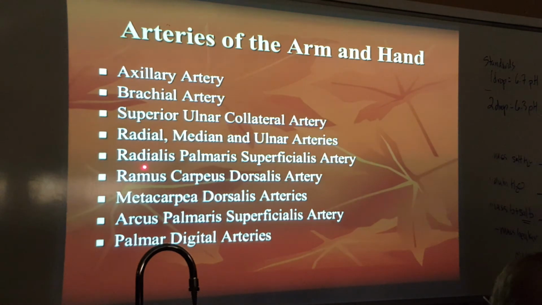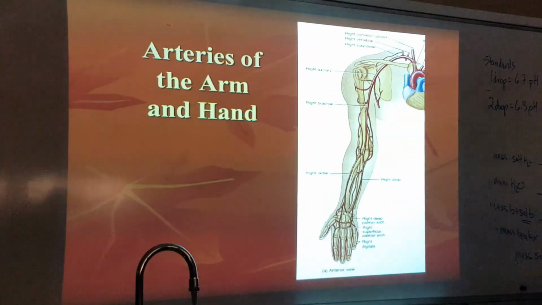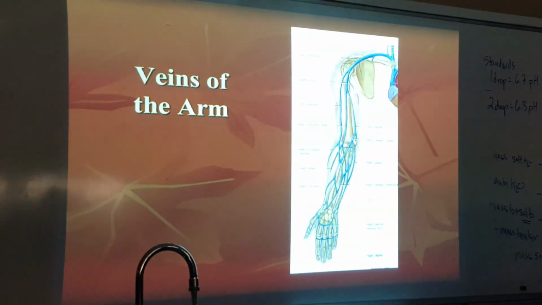I might comment on this one right here. In your lab handout, it's called radial palmar superficialis, which is really quite poor nomenclature. It should be radialis palmaris superficialis. Add an IS to the first two words. So these are the major arteries of the arm, and they all show up nicely on our arm model. And this is terrible. So's that. So's that.